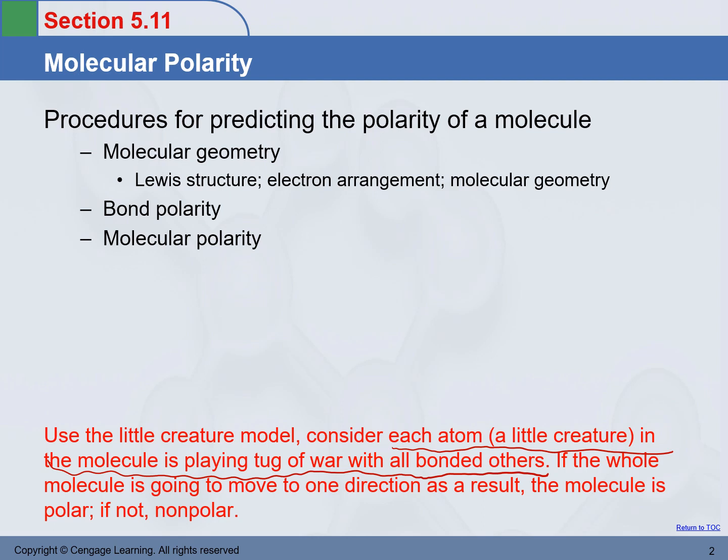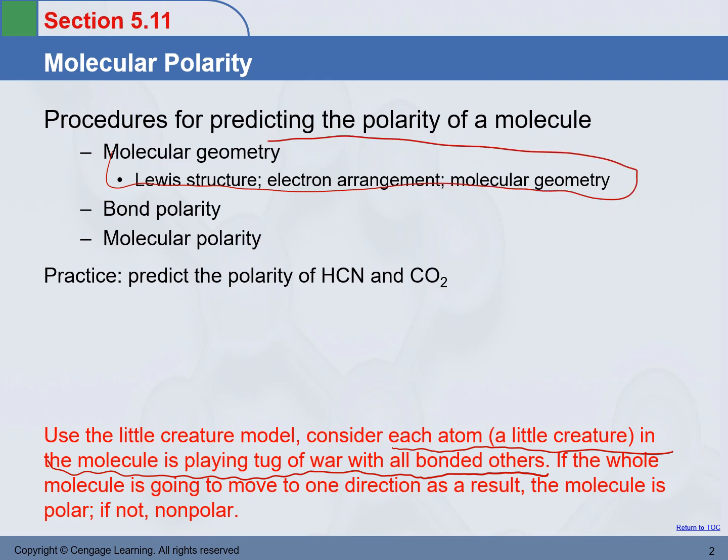Okay, let's use some examples to go over this. Predict the polarity of hydrogen cyanide and carbon dioxide. All right, let's follow the procedure. Predict molecular geometry first. To do that, we draw the Lewis structure. I assume you know how to draw it. This will be your final Lewis structure.